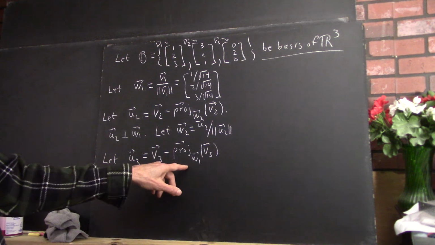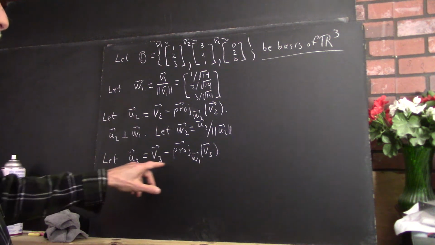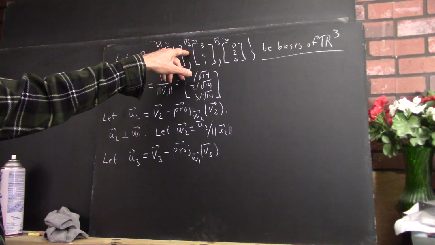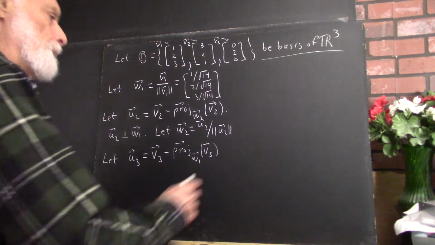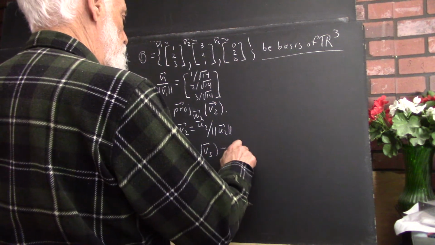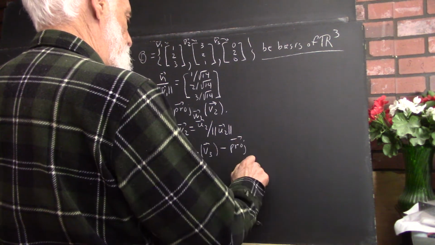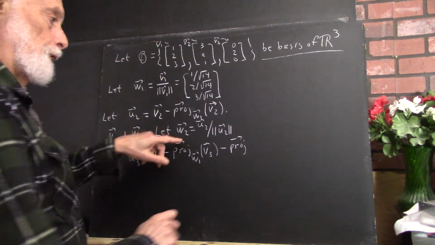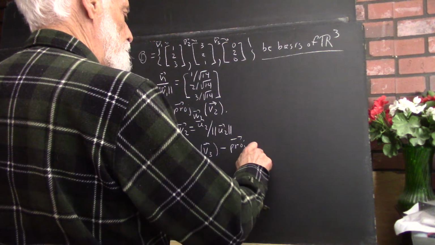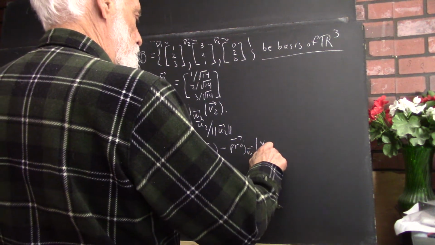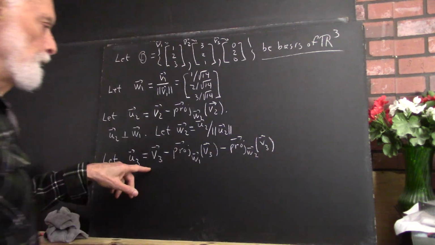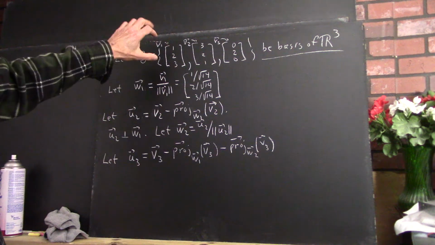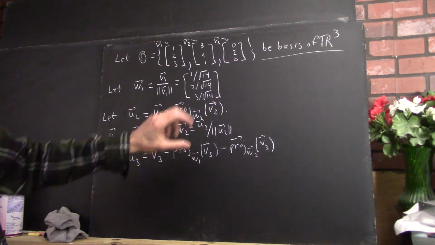Now that doesn't guarantee that this vector is also perpendicular to V2. So to make sure that happens, we can subtract off its projection onto W2 of the same vector, because we're trying to take away the parts of V3 that are parallel to V1 and parallel to V2.